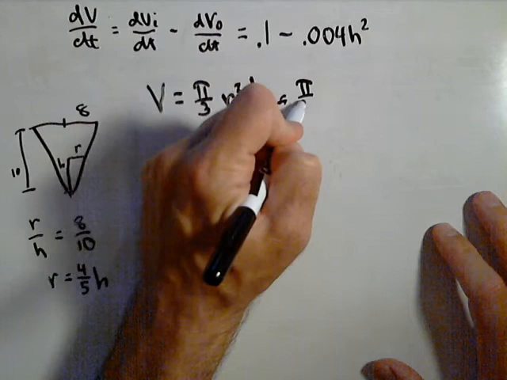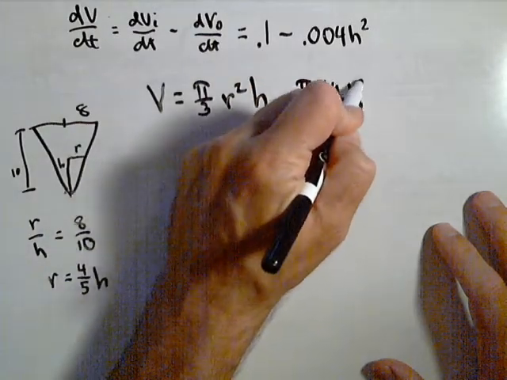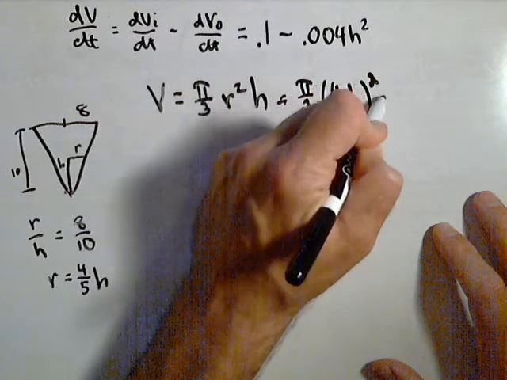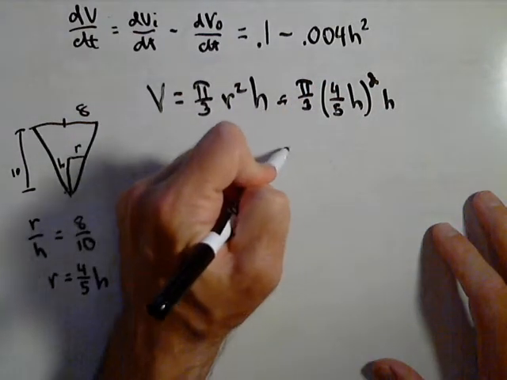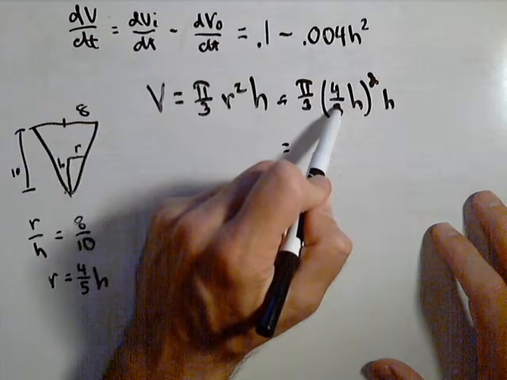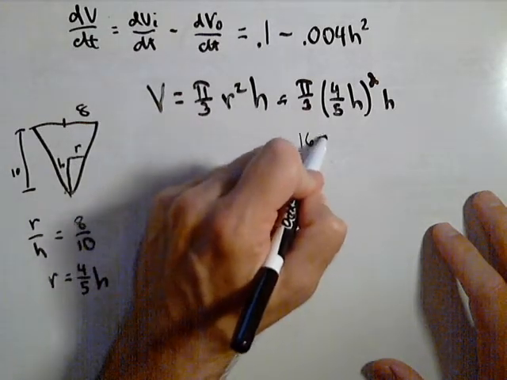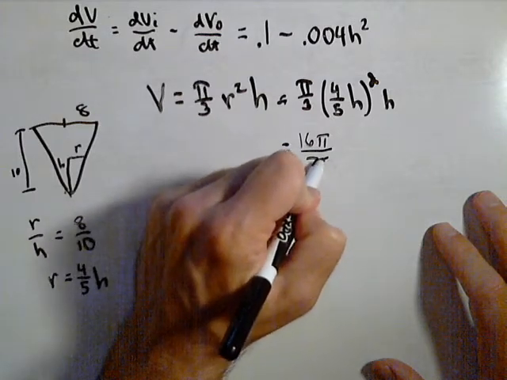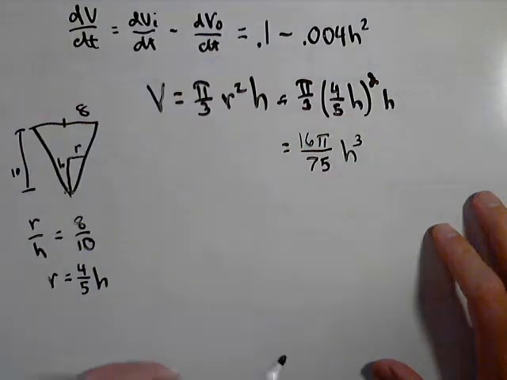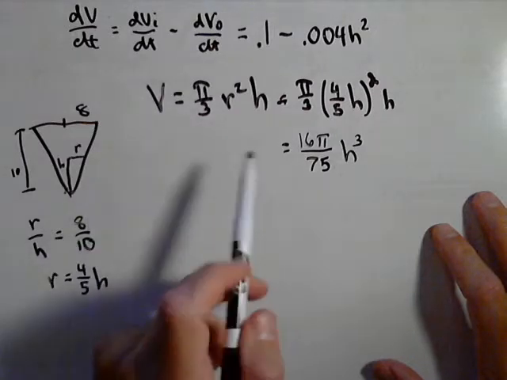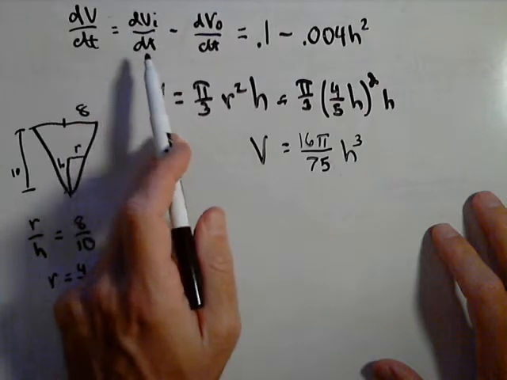So I've got pi over 3 times 4/5 h, squared. That's again something we look for: we always want to get our formula in terms of one variable. If I simplify this, I've got 16 over 25, and that times the 3 on the bottom, so I have 16 pi over 75 h cubed. Now I have volume in terms of h, and I know my dV/dt.